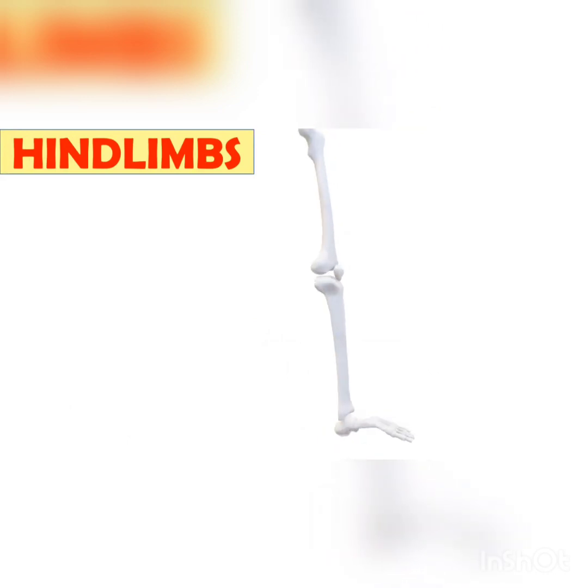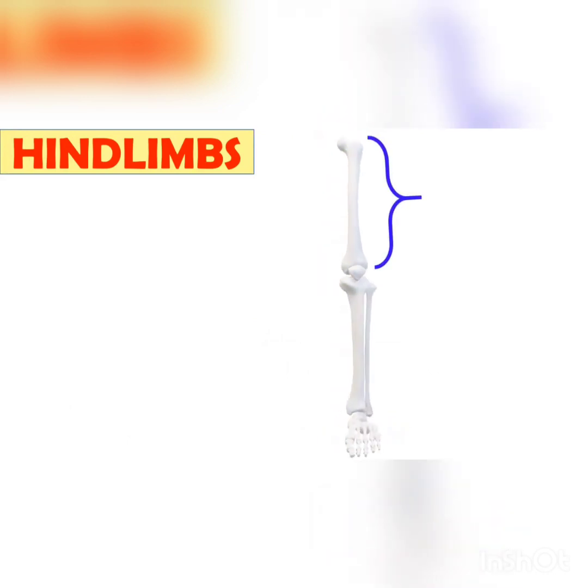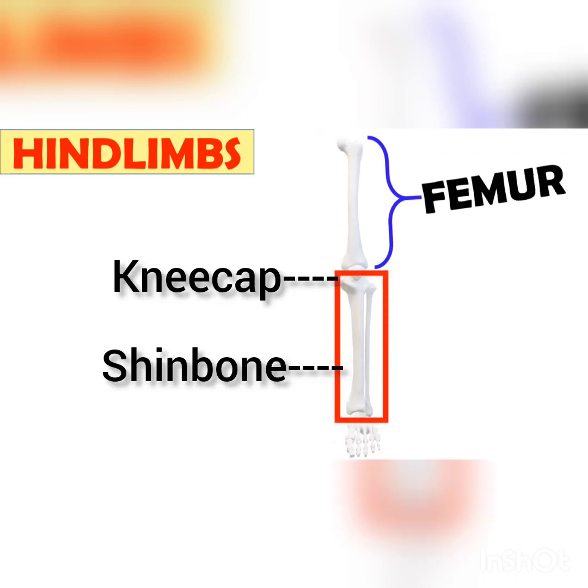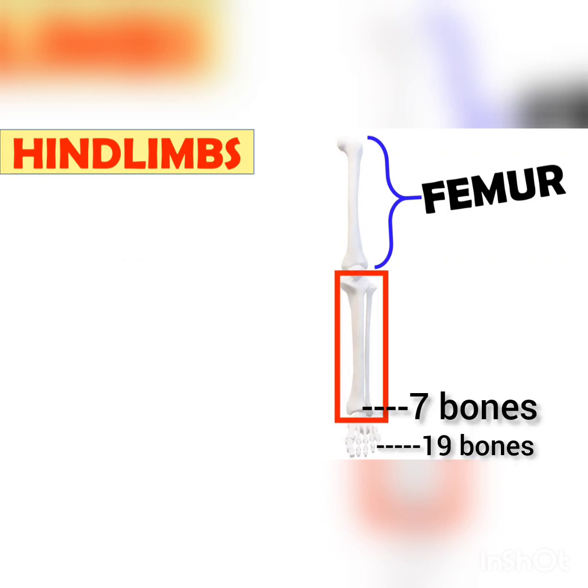Now we see here hind limbs, means lower limbs. Each leg has one thigh bone called femur, and it is the longest and strongest bone in our body, children. Then one kneecap, 2 other bones, one of which is called a shin bone. And the shin bone is the larger and stronger of the 2 bones which connects the knee with the ankle bones. There are 7 bones in each ankle and 19 bones in each foot. That means each leg has 26 bones.